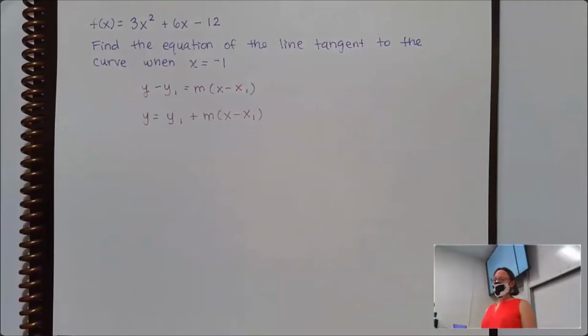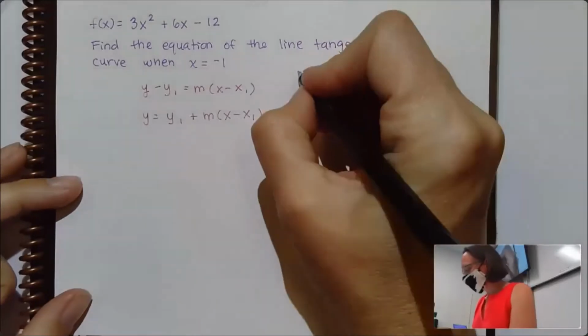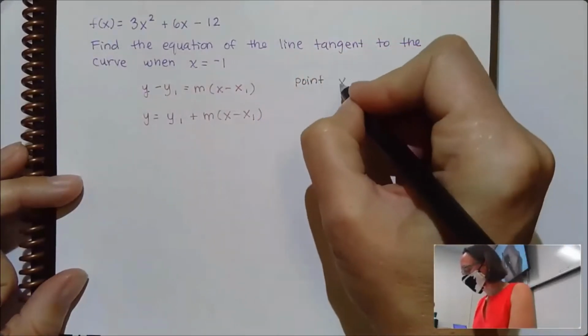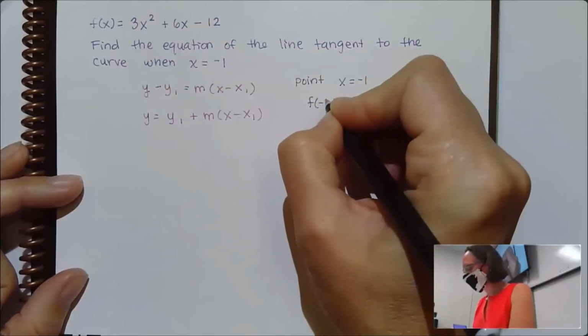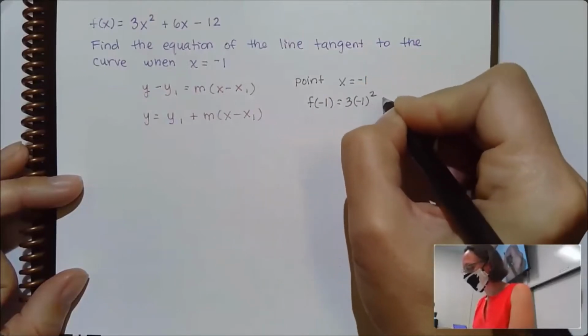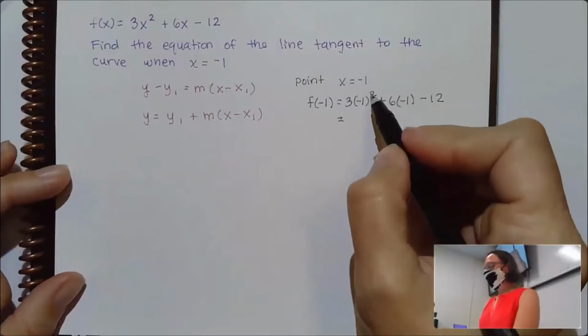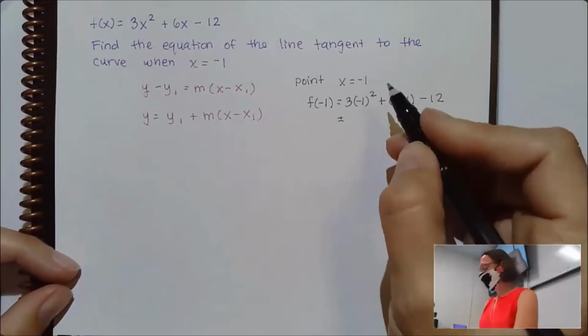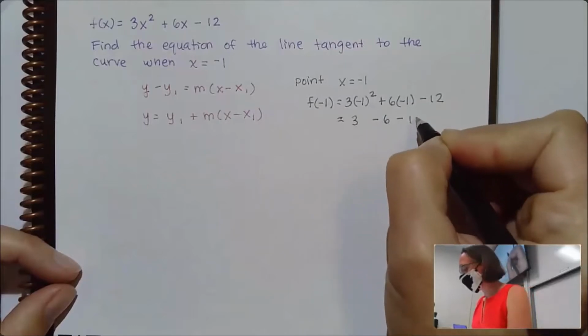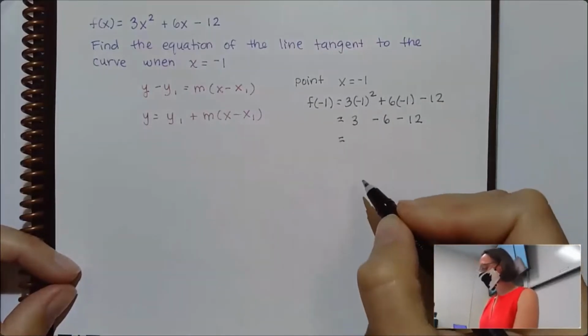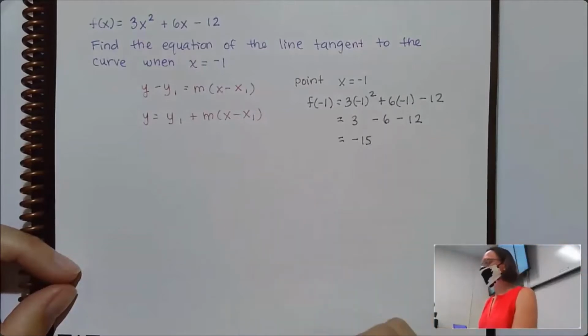So whichever one of these we want to look at, I need a point and a slope. Doesn't matter which thing we find first. Let's deal with the point first because they gave us half a point. They gave us the x value. So if I go to find the point here, when x is -1, if I look at f of -1, I've got 3 times -1 squared plus 6 times -1 minus 12. -1 squared makes that positive. So that's 3 minus 6 minus 12. I think that's -15.